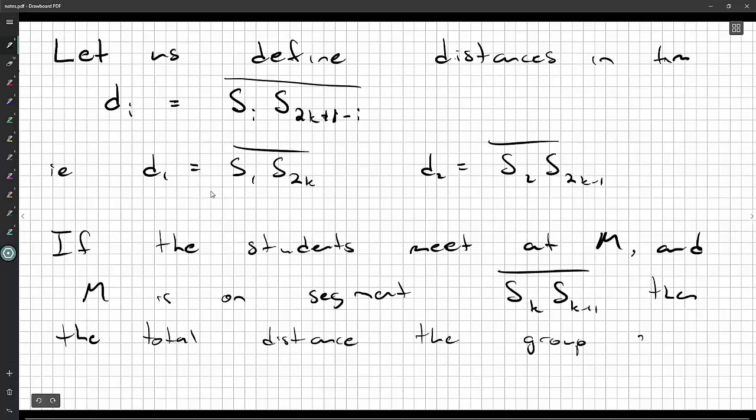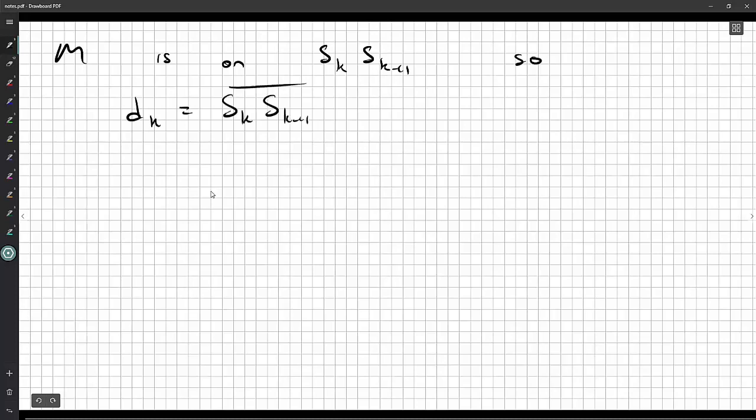So the total distance the group travels is D1 plus D2 all the way up to DK. Alright, so why is that the case? Well, M is on S_K S_K+1, the line segment there. So DK is S_K S_K+1, but that is the same as S_K M plus M S_K+1, because M somehow divides the segment.